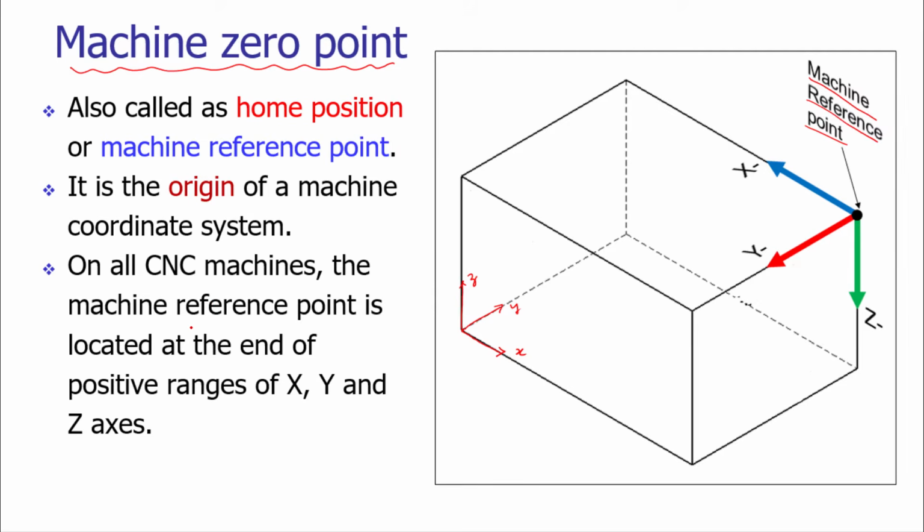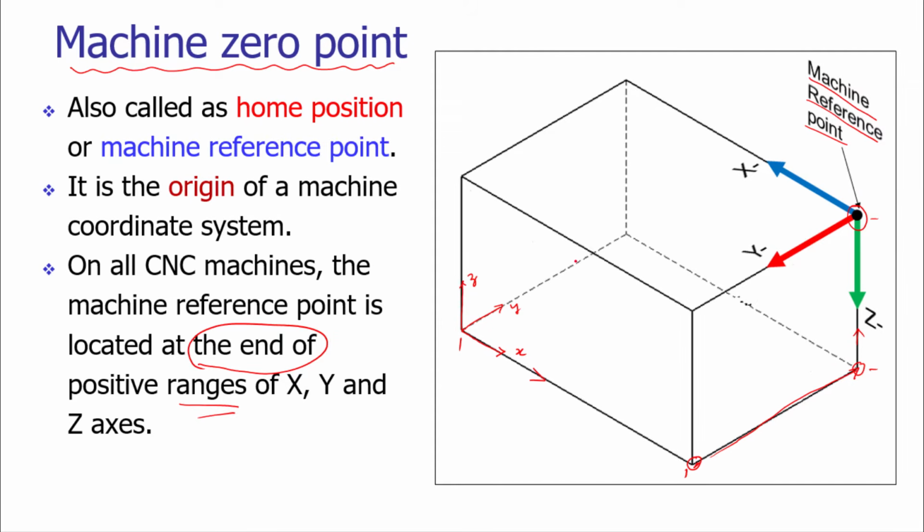On CNC machine, the machine reference point is located at the end of positive ranges. So if I move along the positive x direction, at its end, here is its end. In a similar way, if I move along positive y direction, so at this point, if I move in a positive direction, here I will reach. Now I have to move in positive z direction. So I'm moving in positive z direction and then I will reach this point. And this is called the machine zero point.